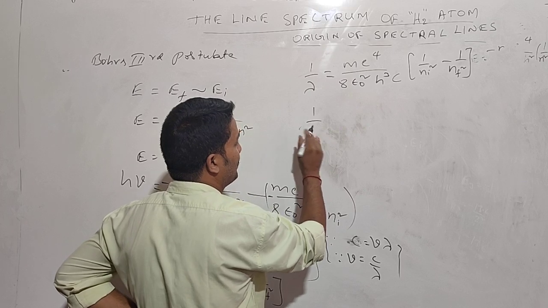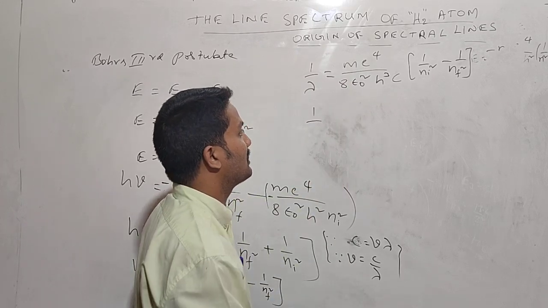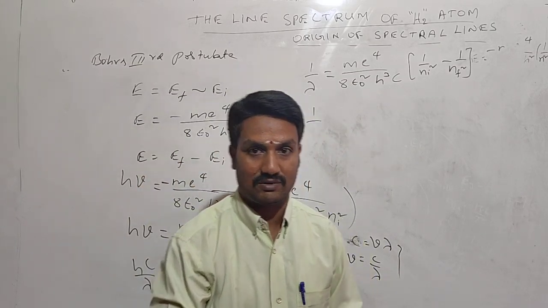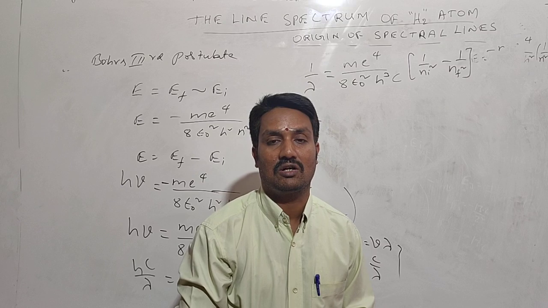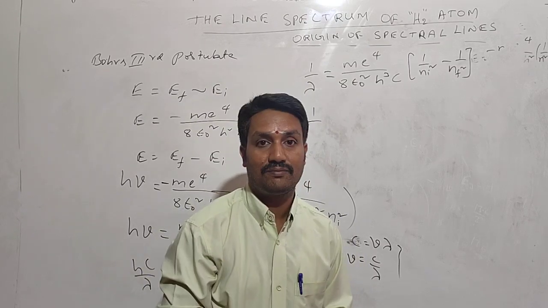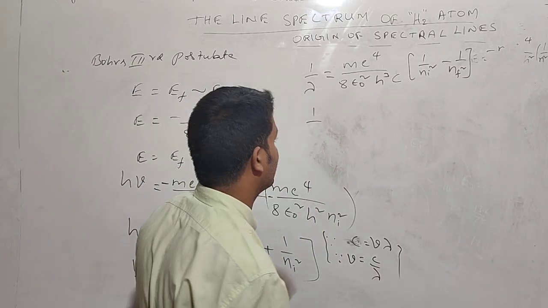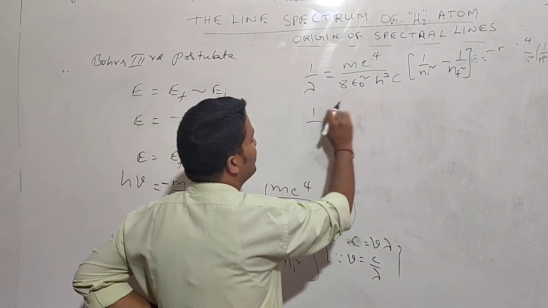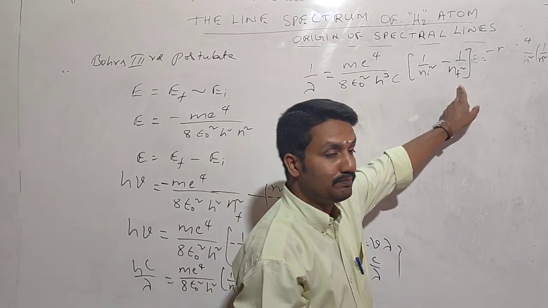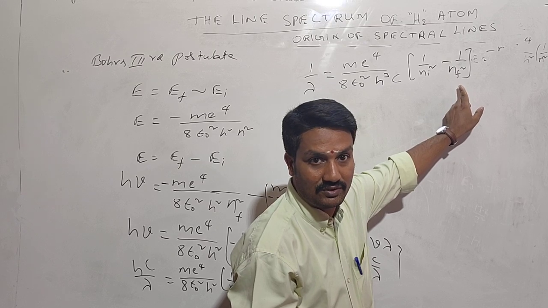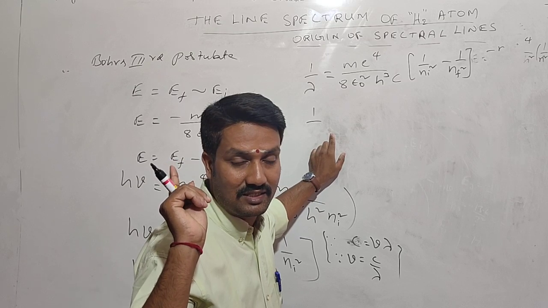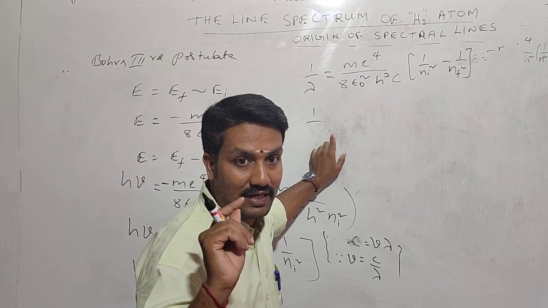Now 1/λ is equal to me⁴ over 8ε₀²h³c into 1/Ni² minus 1/Nf², where Ni is the initial orbit, that means the inner orbit, whereas Nf is the final orbit. Like this we have to take. Now this will be compared with that of Balmer. So this is the Bohr explanation about that. In our previous classes we had already taken the Balmer series.